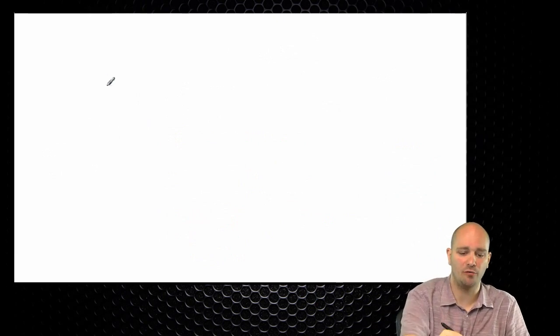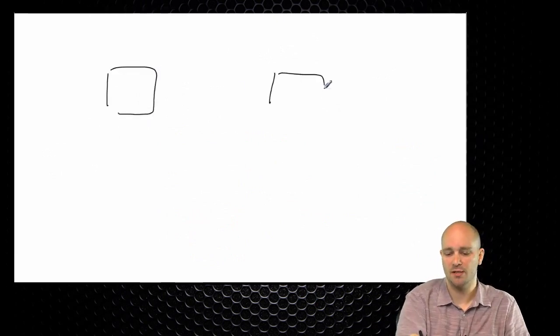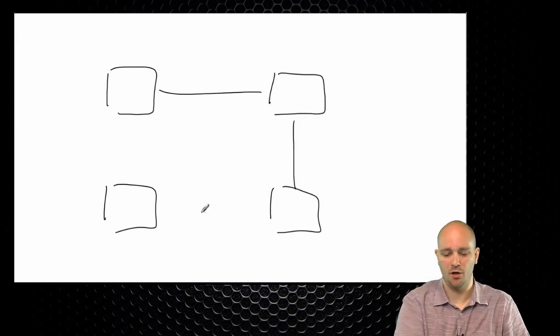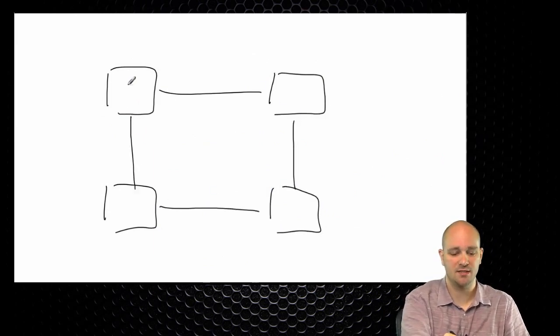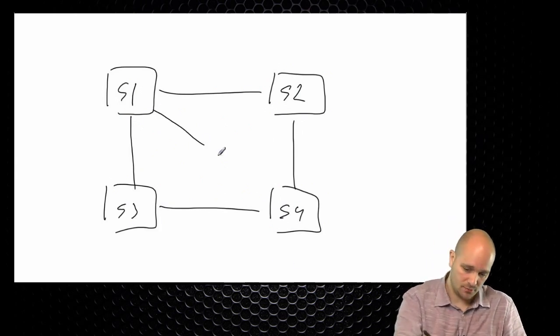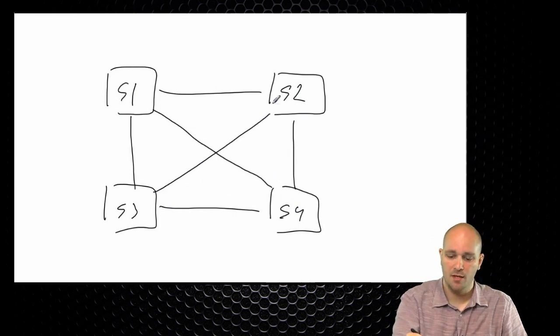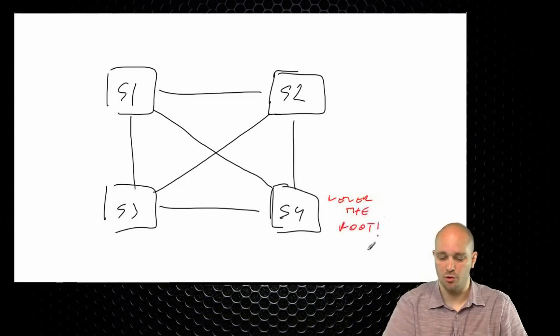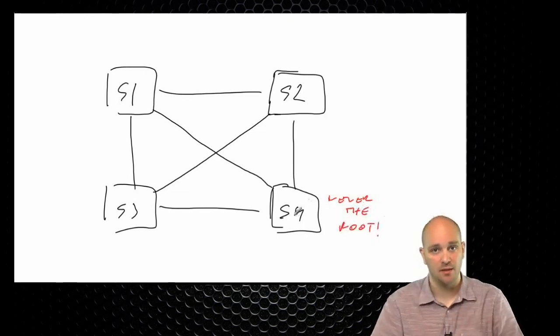So we are going to have our 4 switches. So switch 1, switch 2, switch 3, switch 4. And they are interconnected like this. So let's say that this is switch 1, switch 2, switch 3, and switch 4. And the task says, oh, let me add the crosslinks as well. So the task says, make sure that switch 4 is never the root. So switch 4 must never be the root.